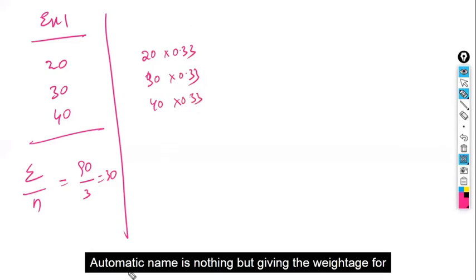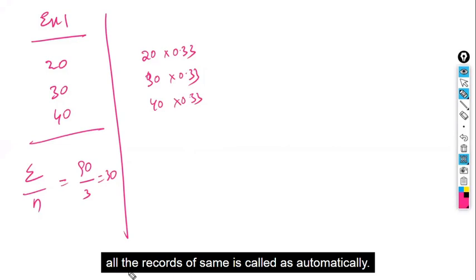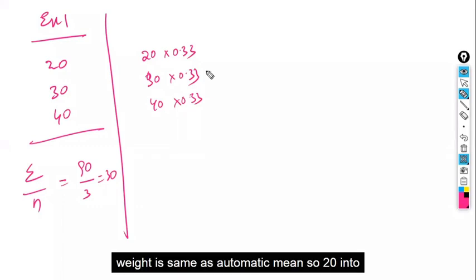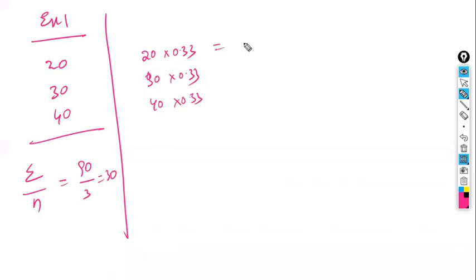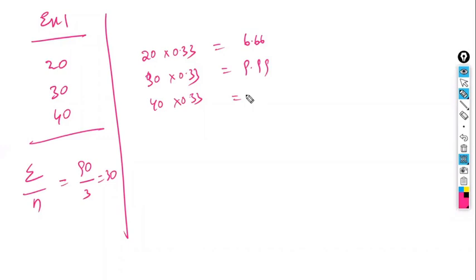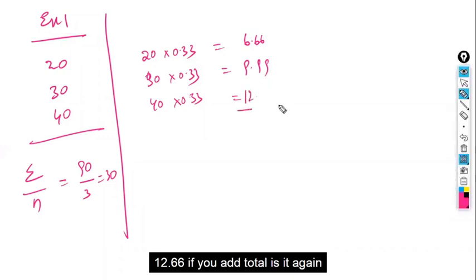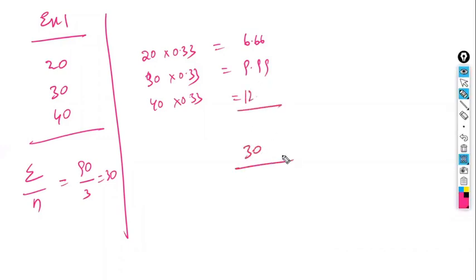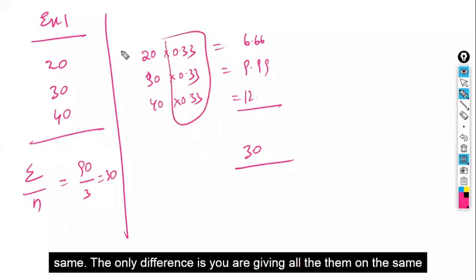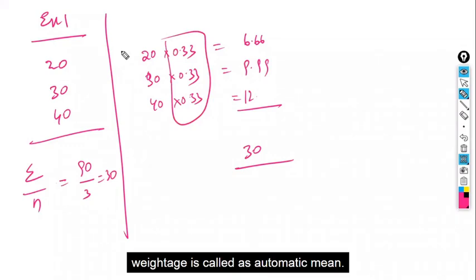Giving the same weightage to all the records is called arithmetic mean. Different weightages means weighted mean. If the weight is the same, it is arithmetic mean. So 20 into 0.3 is equal to 6.66, this is 9.99, this is 12.66. If you add the total, it is again 30. The same thing, here and here both are the same. The only difference is you are giving all of them the same weightage, which is called arithmetic mean.